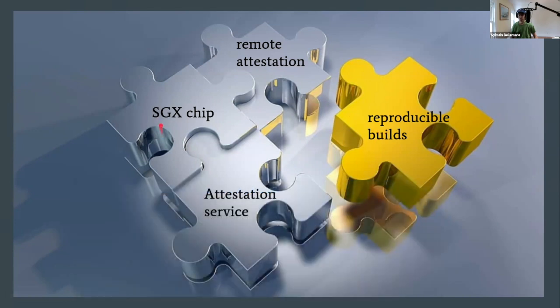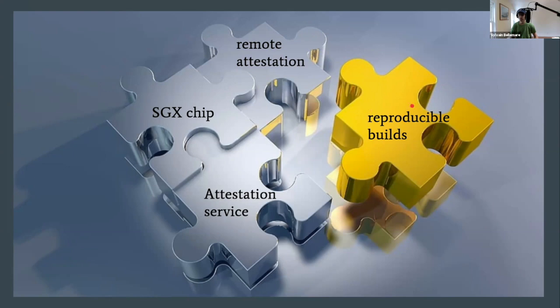So here I just show the SGX chip. You can view the ecosystem like that. Then you need remote attestation and you need an attestation service. And there's this important building block which could be seen. It's not necessarily a research problem, but for sure when you get to real deployments, you need to have it. Okay, and I'll explain later why.